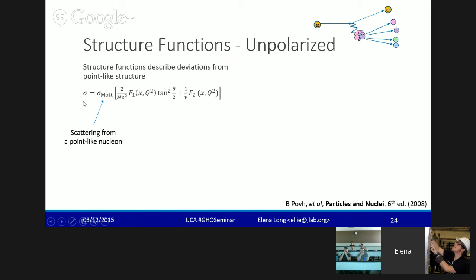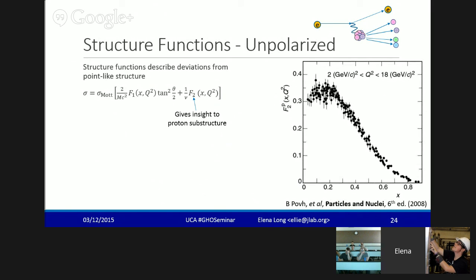So again, we have our Mott cross-section, which is our point-like nucleon. We're scattering off of that, and then our deviation away from that. Our F1 and our F2 are our two structure functions I want to start talking about. And I'm actually going to start talking about F2, which has this plot here of the world data that exists for it at the moment. If we take the world data as it is and try to build up a theory of understanding it, hopefully we'll get a sense for how we can build up a theory.